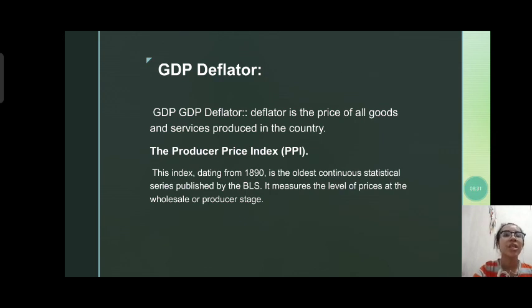And last is the GDP deflator. The GDP deflator is the price of all goods and services produced in the country. Next is the Producer Price Index, or PPI. This index, dating from 1890, is the oldest continuous statistical series published by the BLS, and it measures the level of prices at the wholesale or producer stage.